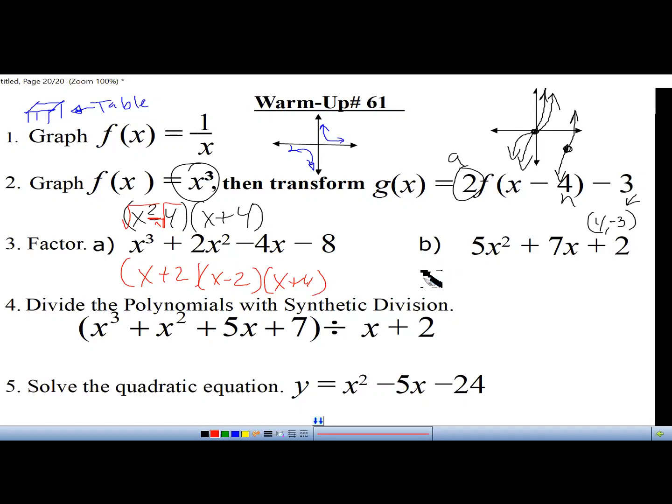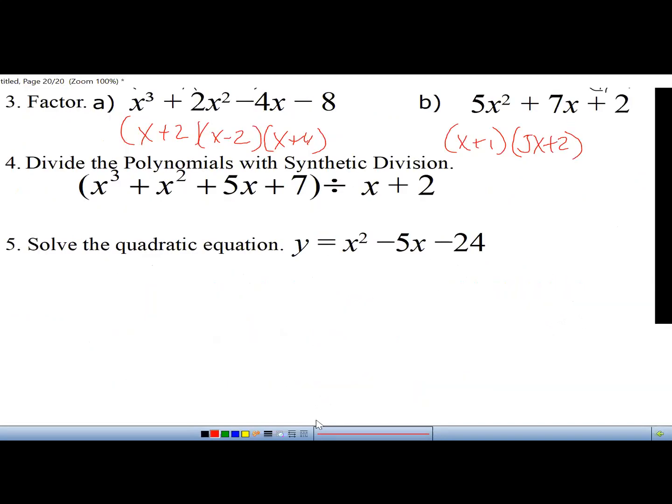Factors of 3b. 3b should have gotten x plus 1 and 5x plus 2. Is that correct? Yes, okay.